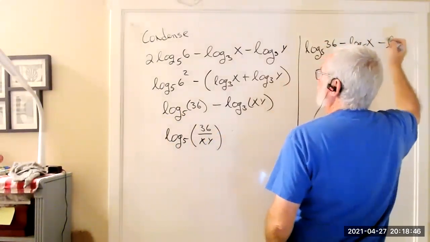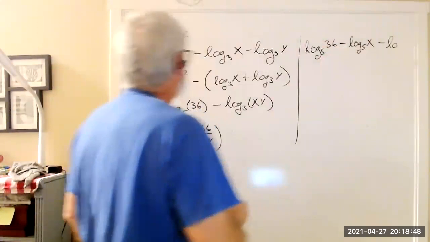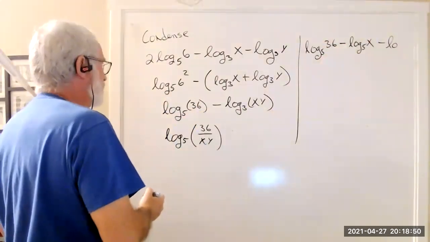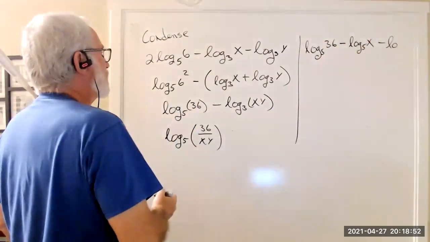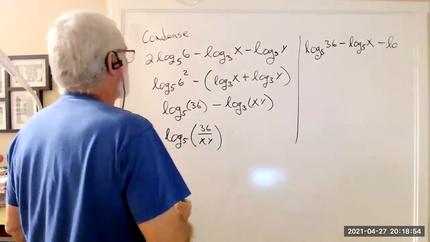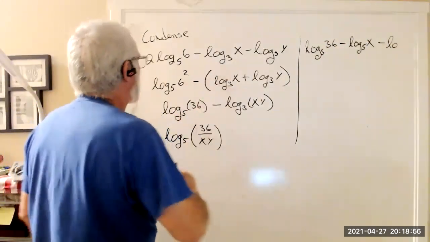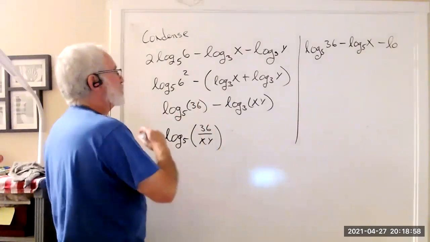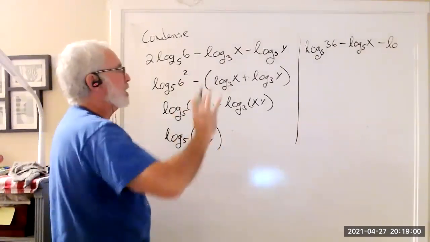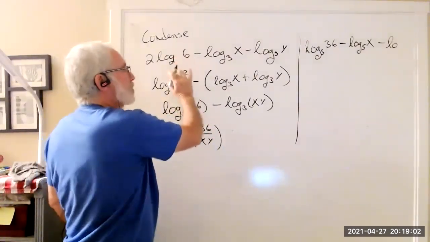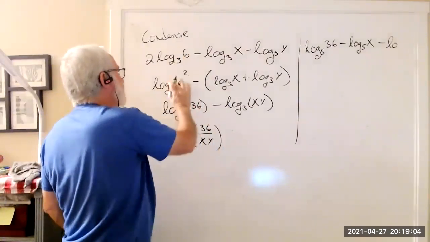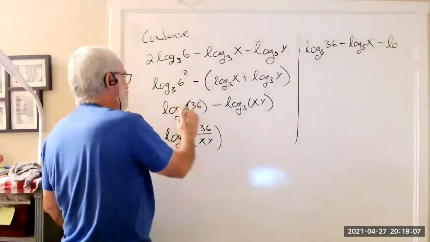Oh, those are all supposed to be base 5s. I'm sorry, I really screwed this up, guys. Yeah, that's what I was wondering, because doesn't it have to have the same base? Yeah, they all have to have the same base. So go back in your notes. I really blew it. The easiest is to change this into base 3.